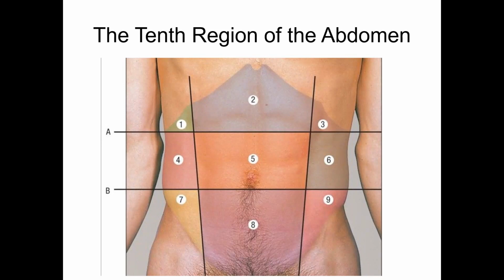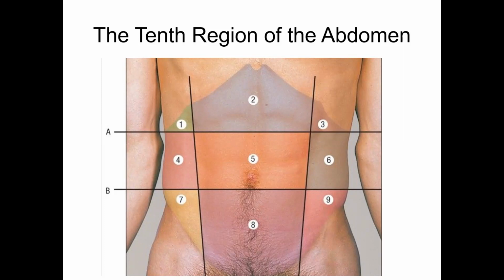So we already know that the abdominal wall is divided into 9 regions. 1, 2, 3 is the right and left hypochondrium with epigastrium in between. 4, 5, 6 is the right and left lumbar with umbilicus in between. 7, 8, 9 is the iliac fossa or inguinal region and with the hypogastrium in between.